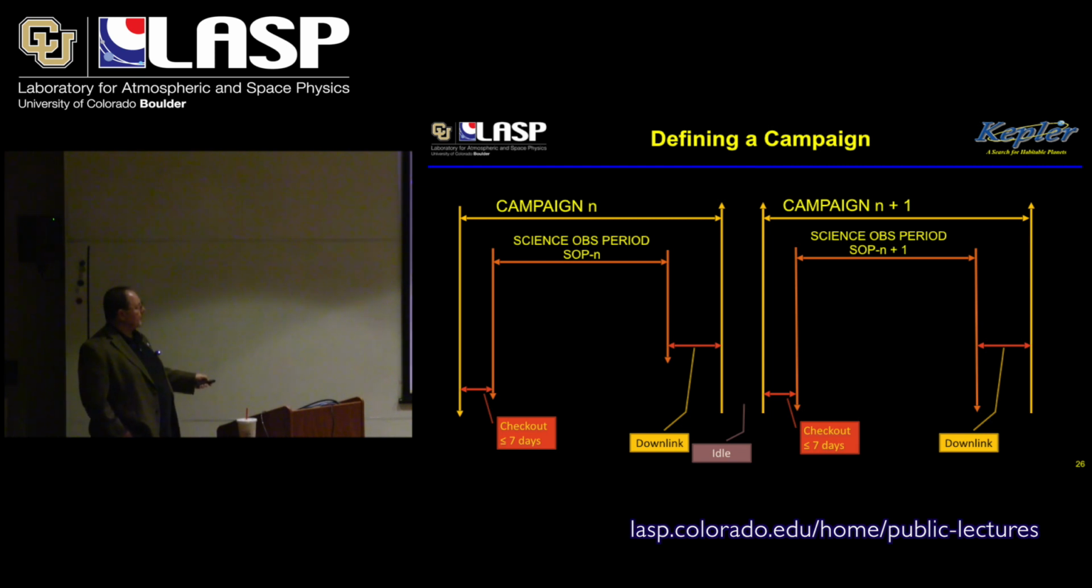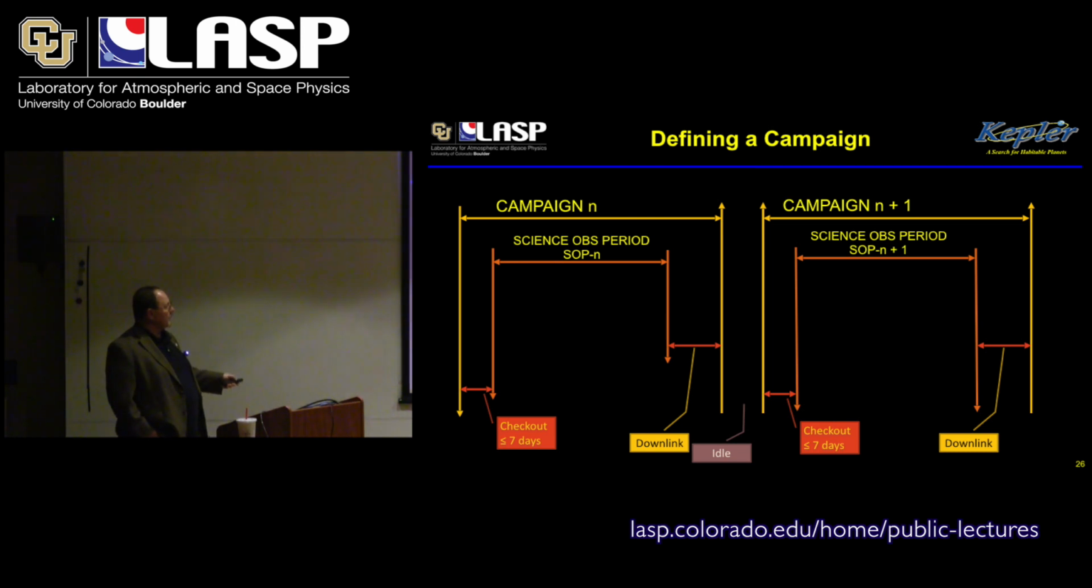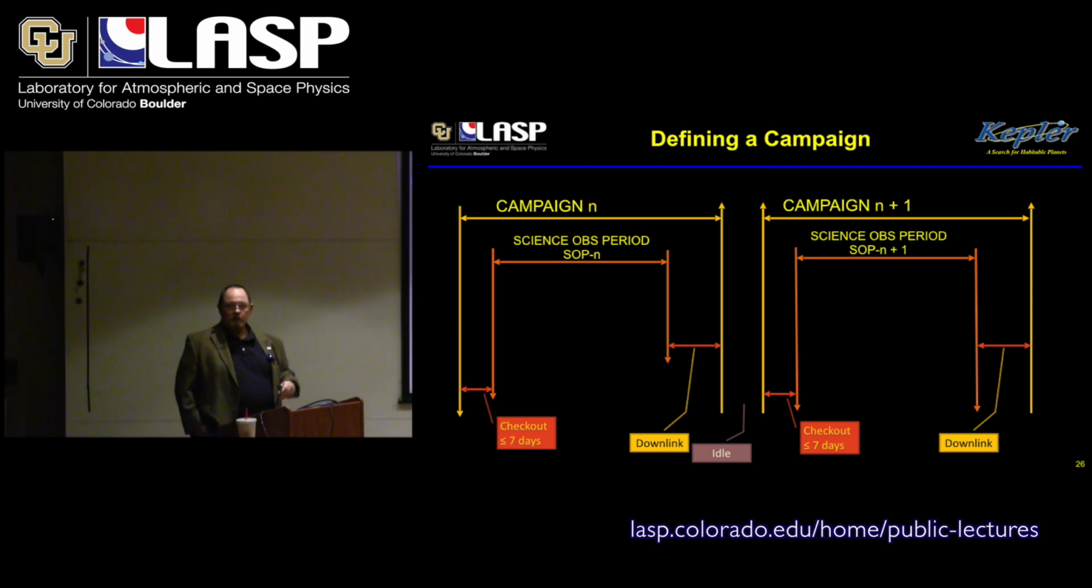The science observation period lasts for somewhere between 75 and 84 days, and then we turn the spacecraft, point at the Earth, and downlink the data. And during that time, we're also commanding new target tables. We're setting up for the next campaign, and then not all campaigns overlap exactly, and so there might be some idle time. There might not be. Just kind of depends, and then we just kind of repeat.